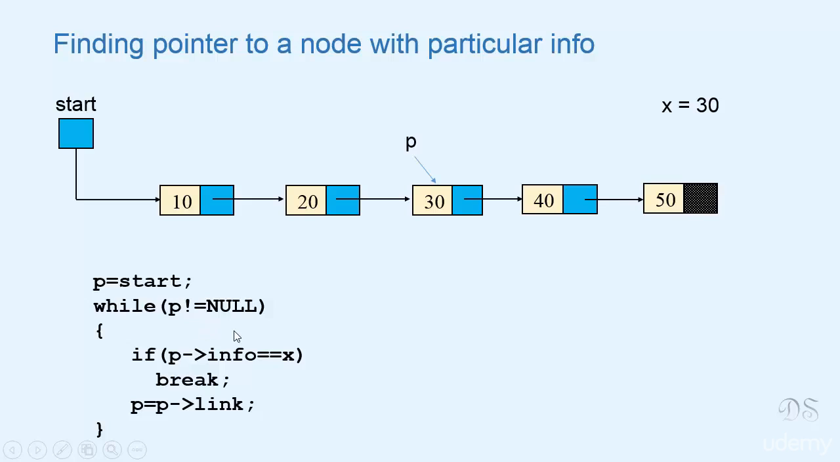There we were interested in finding out the position of the node that contains value x. Here we are finding out the pointer to the node that contains value x. So when this loop stops, p will be pointing to the node that contains value x, and if x is not present in the list, then p will be null.